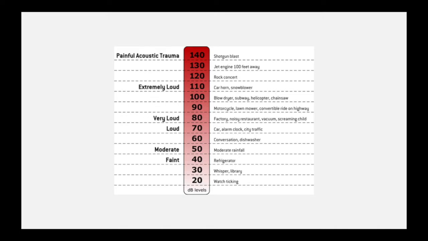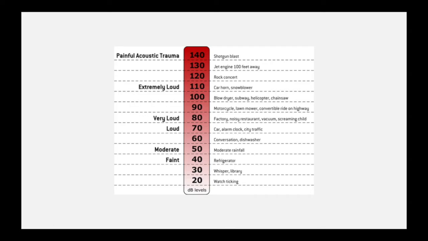So basically you can see here that a watch ticking has a volume of about 20 decibels. A whisper would be 10 times as loud. A refrigerator, you can see it's a difference of 20, would be 100 times as loud. Rainfall would be 1,000 times as loud as a watch ticking. A normal conversation dishwasher would be 10,000 times as loud. So that's what I mean when I say it's a logarithmic scale.